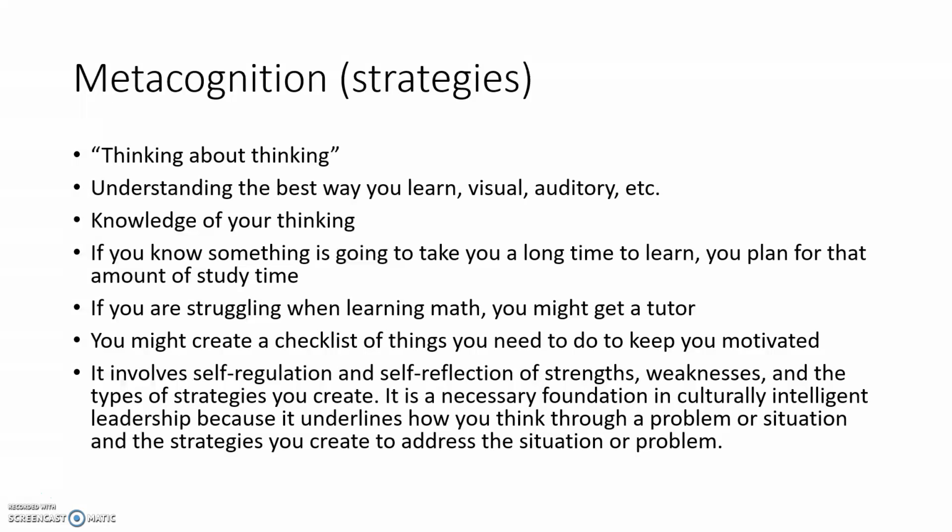Another strategy might be getting a tutor. If you're struggling with math or a different subject, you might get a tutor. And then you might also create a checklist of things you need to do to keep yourself motivated. So metacognition is important because it involves self-regulation and self-reflection of strengths, weaknesses, and the types of strategies you create. So planning for time, getting a tutor, making a checklist. It is a necessary foundation in culturally intelligent leadership because it underlies how you think through a problem or situation and the strategies you create to address the situation or problem. So, you get halfway through the semester, you're like, man, I'm really struggling. You might go get you a tutor.